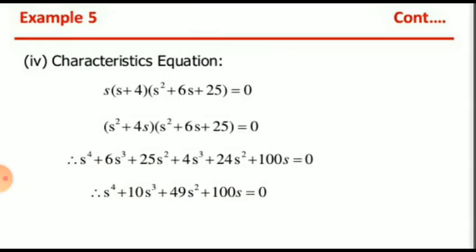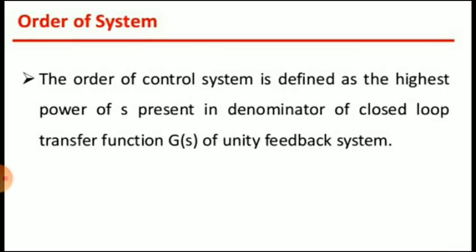Then the characteristic equation: equate the denominator to 0 and bring it into this form. After simplification, you will get the characteristic equation. Now, order of the system. The order of a control system is defined as the highest power of s present in the denominator of the closed loop transfer function of a unity feedback system. So you have to look at the highest power of s in the denominator of that transfer function. That will be the order of the system.